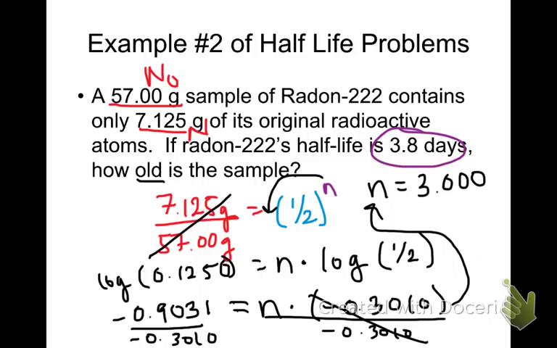Since each half-life is 3.8 days, I need to multiply those two by each other. It's not 1 half-life that's passed, it's 3. So I have to multiply 3.8 by 3 in order to get how many days old the sample is. So 3.8 times 3 is 11.4 days. Actually, I should have 2 sig figs. I have 3.000, that's 4, times 3.8, that's 2. To follow sig fig rules, I could only have 2. So really, it would just be 11 days with 2 sig figs.